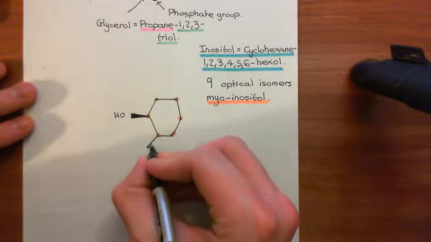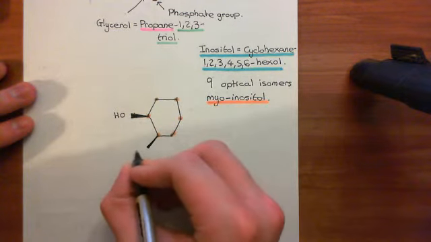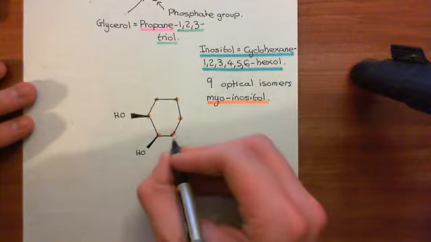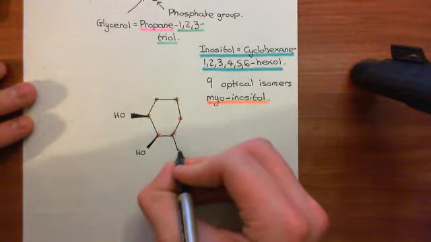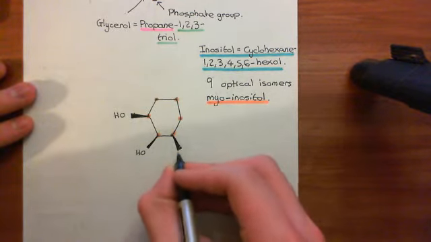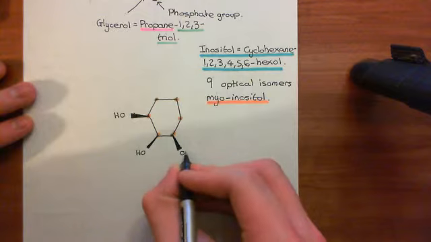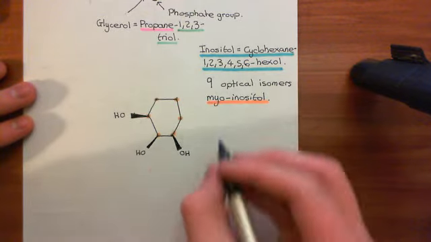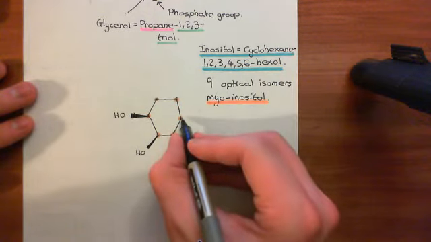Okay, right. Off this next carbon, it's the same story. The alcohol group is going to come out of the page towards us, and the hydrogen is going to go into the page away from us. This next one, again, the same story. So all of them are going in the same direction at the moment as each other. Okay, so this one is also coming out of the page towards us.